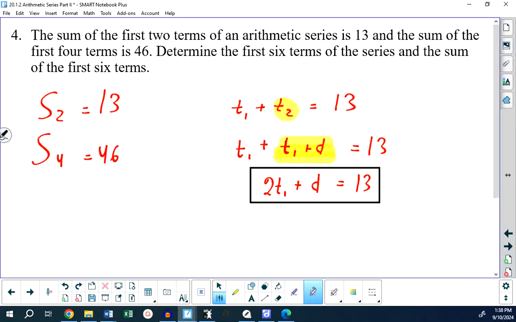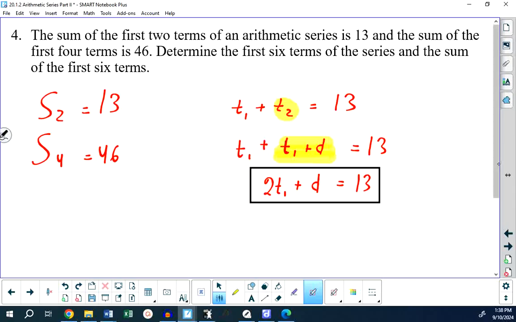We've had this conversation already. I had asked somebody over here the other day, why can I not solve this for T1? The answer is because I don't know D. Why can I not solve this for D? The answer is I don't know T1. So that leads us to Math 10 where we need a second equation. Right? We need a second equation.